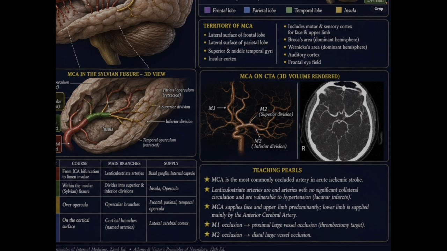MCA is the most commonly occluded artery. Lenticulostriate arteries are end arteries with no significant collateral circulation and are vulnerable to hypertension. MCA supplies the face and upper limb predominantly. The lower limb is supplied mainly by the anterior cerebral artery. M1 occlusion is a proximal large vessel occlusion, where thrombectomy is the target. M2 occlusion is a distal large vessel occlusion.